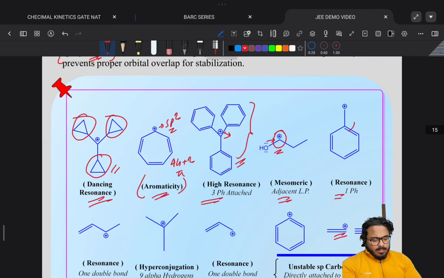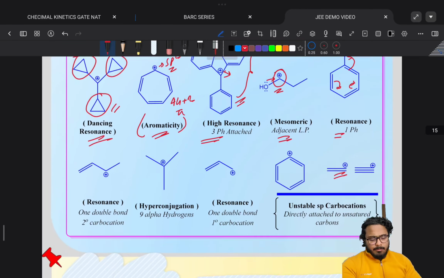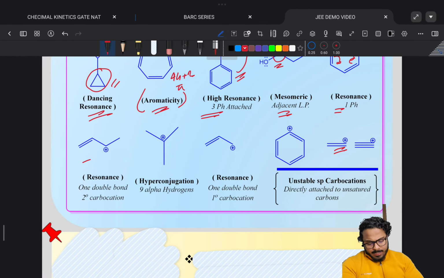Just delocalize this pi bond. By delocalizing this pi bond, this carbocation is stable. This is also the normal resonance, and this is the hyperconjugation. Here are present 9 alpha hydrogens. You can know what is called alpha hydrogen.